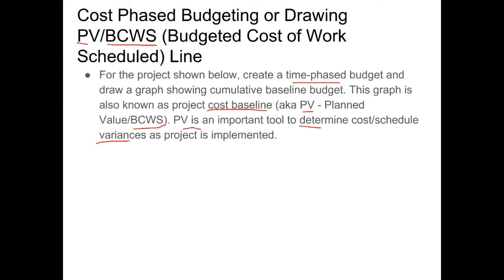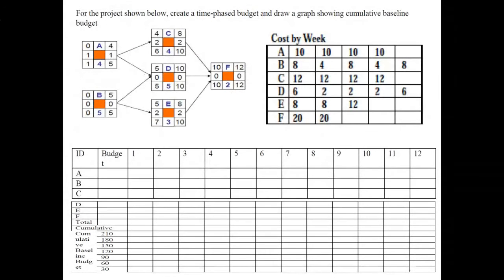So when we go to project monitoring and control, we will see how we monitor our costs. Here we will be looking at how we draw a baseline cost. The project network is given, and the CPM analysis and computations have been done for you. Your task is to create a time-phased budget and draw a graph showing a cumulative baseline spend.